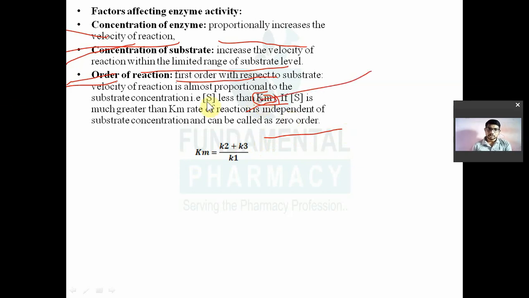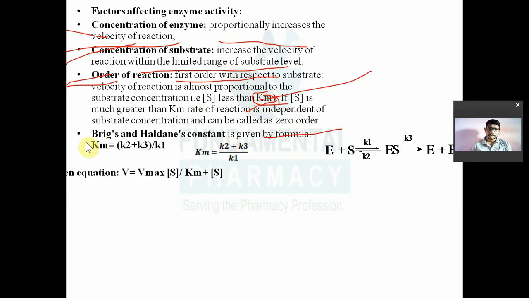If substrate concentration is less than Km, then the order of reaction will be first order. If the substrate concentration is greater than Km, then the order of reaction will be zero order. Zero order means the rate of reaction will not be dependent on any factor. Now suppose that there is one enzyme catalyzed reaction.